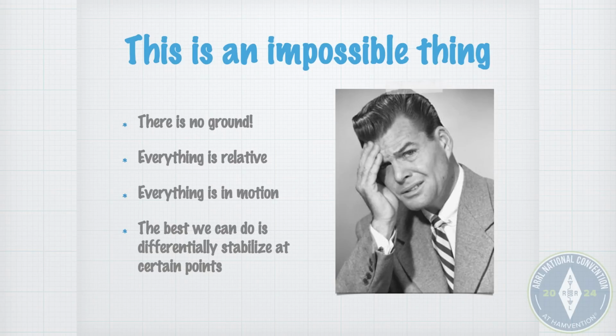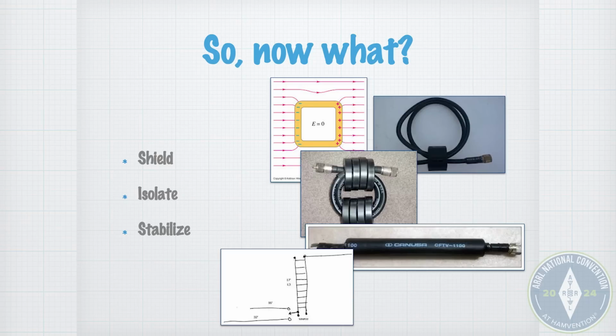So what I realized is, this is an impossible thing. There is no ground. It's all relative. Everything is in motion all the time, we know that. But it's also in motion with respect to time. And the best that we can do, in my opinion, is to differentially stabilize everything as best we can so that we're not going to get hurt and we're not going to get signals in places we don't want them. So what do we do? I have 3 categories of recommendations: shield, isolate, and stabilize.